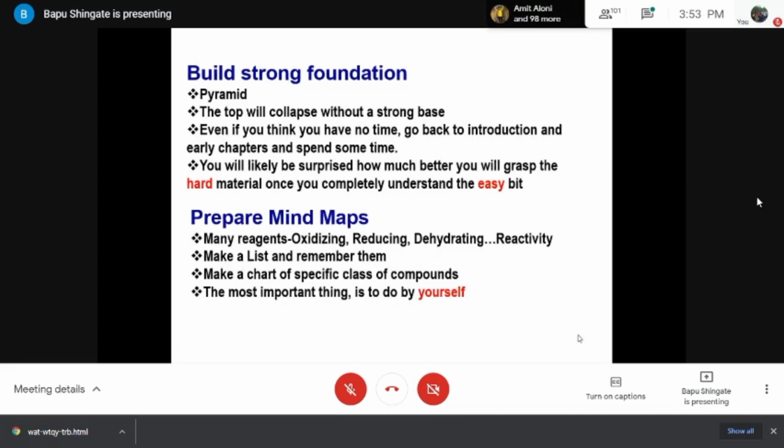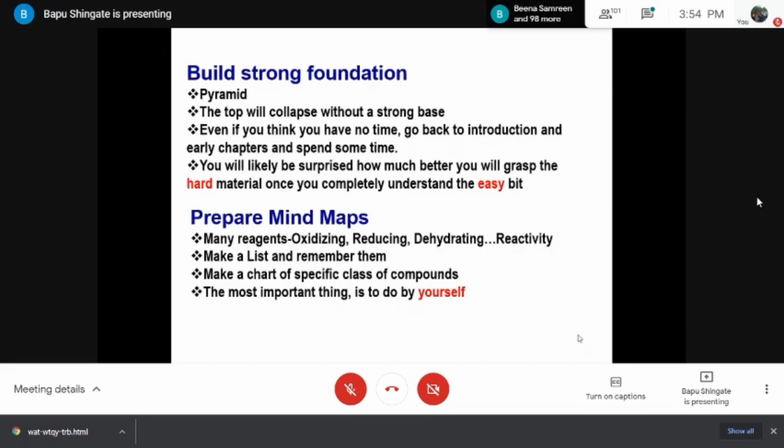Now here, even if you think you have no time, go back to the introduction and early chapters and spend some time. If you are not prepared very well at the undergraduate level, in first, second, or third semester organic chemistry, then go back to learn the basics of that subject. You have to read the NCERT books of 11th or 12th standard, or the book you used for BSc first year. A reference book or textbook is also important, like Organic Chemistry by Bahl and Bahl, or Organic Chemistry by Solomons. They are good books for understanding organic chemistry at the undergraduate level.